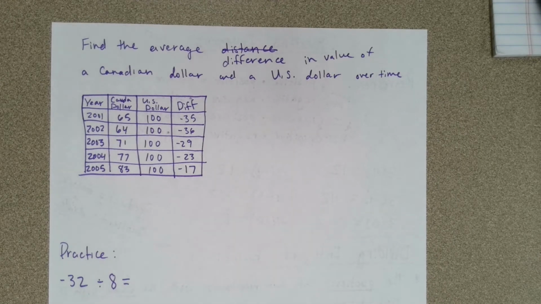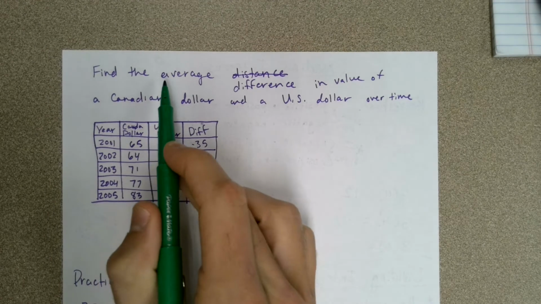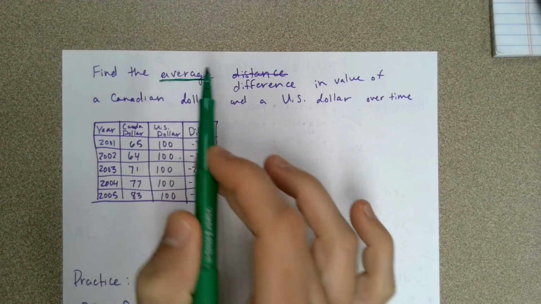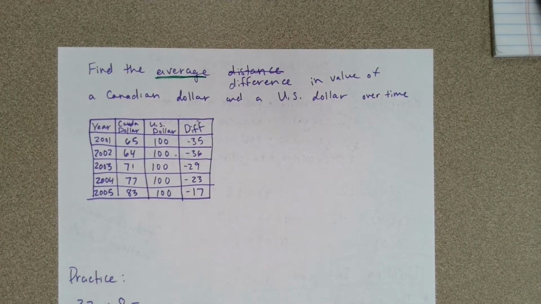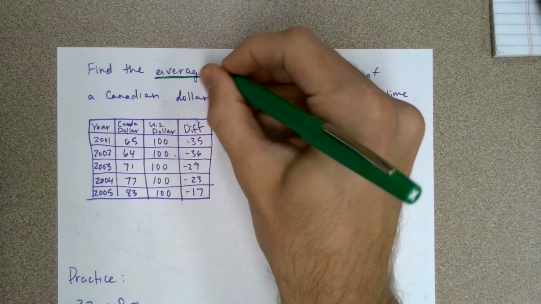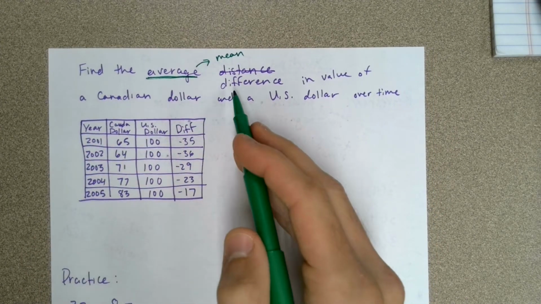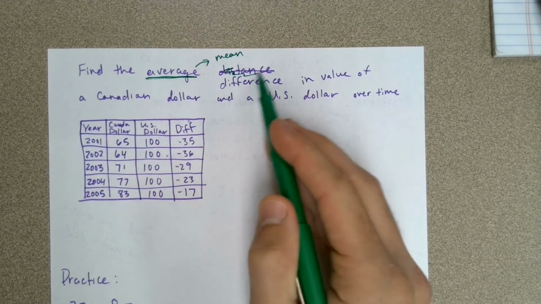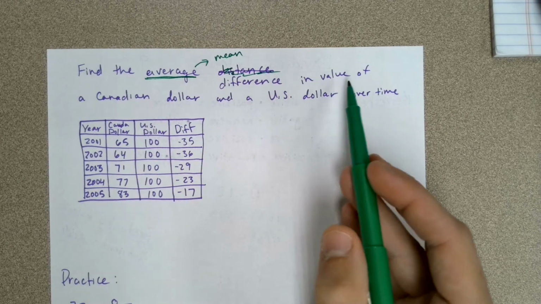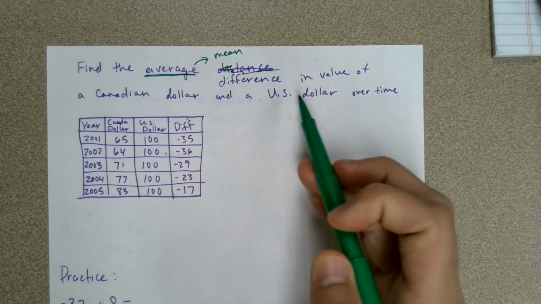All right, our first practice problem here, kind of a little challenge problem, a little unique. It's asking us to find the average. Right when I hear find the average, I'm thinking, how do I find the average? The average, another word for that would be the mean. Maybe some of you know this, but we have find the average difference. I accidentally wrote distance, ignore that. The average difference in value of the Canadian dollar and the US dollar over time.